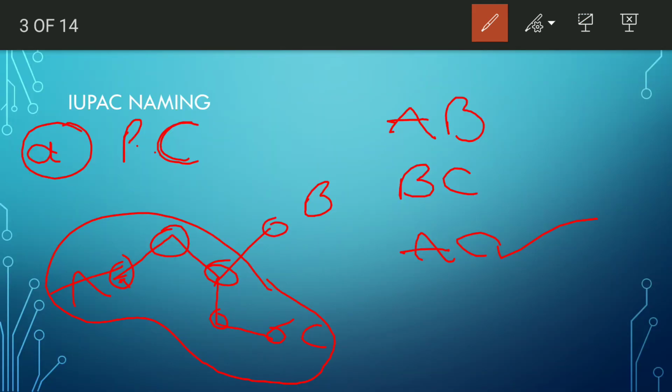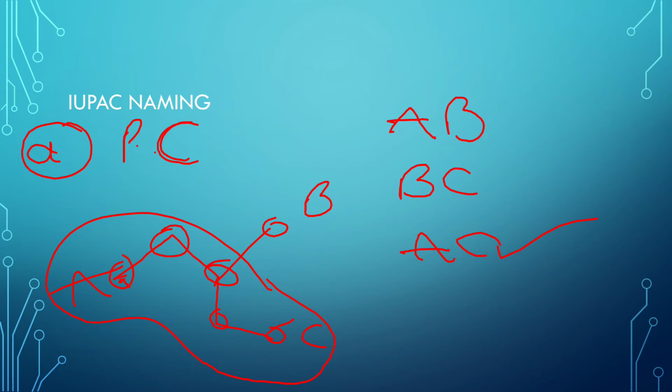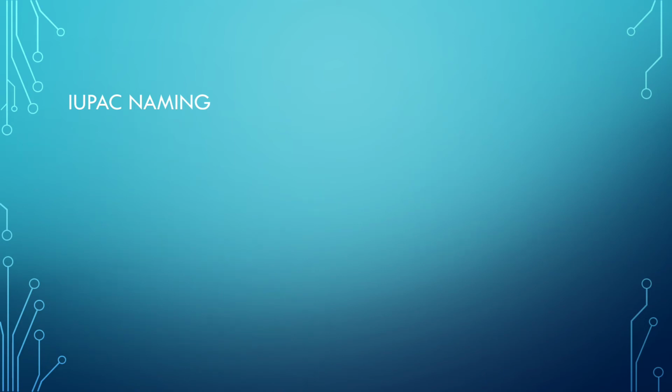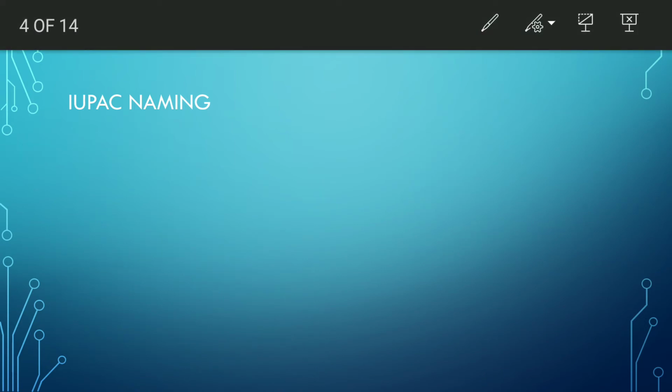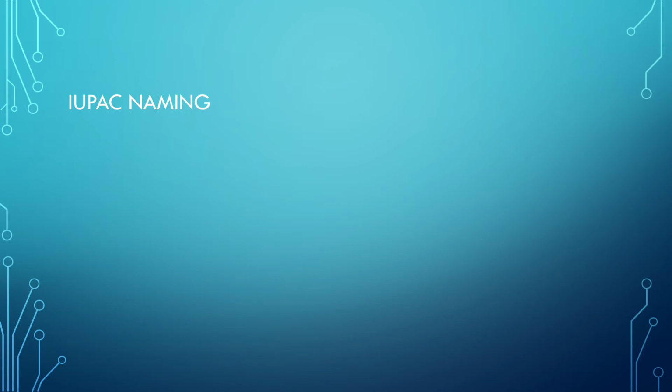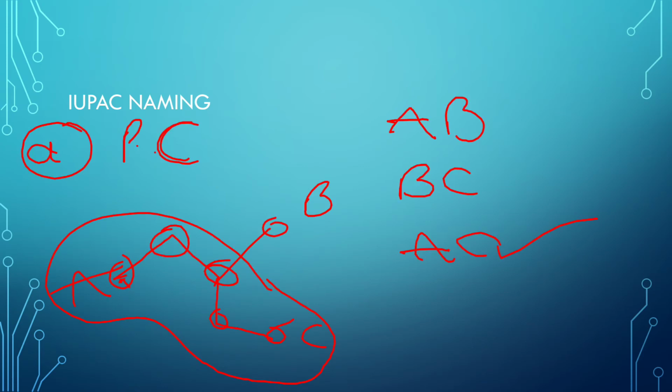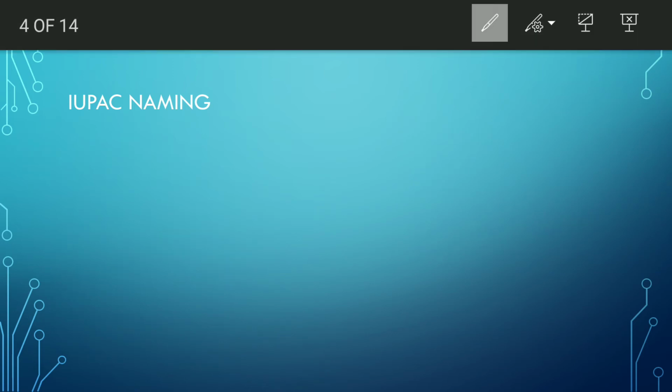Now you understood the selection of the parent chain. You have learned two points. The first point of selecting the parent chain is to select the longest chain. And the second point is, if multiple chains have the same number of carbons, then select the one which has more number of locants. And that's all.